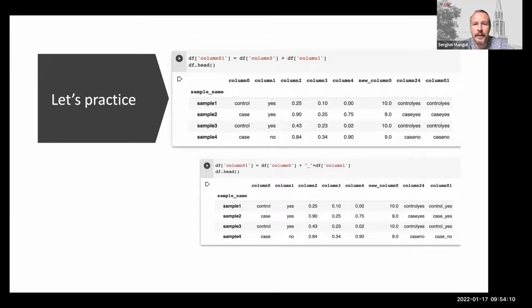Okay, so let's see. So column 0, 1. We see that column 0 and column 1 are actually strings. Great, so we can concatenate them. Actually, the syntax will be exactly like you do a sum. There is no difference. If you look carefully at this command right here, probably you will not notice any difference with the one we did when we did the sum of numbers. It's exactly the same, but the result is different.